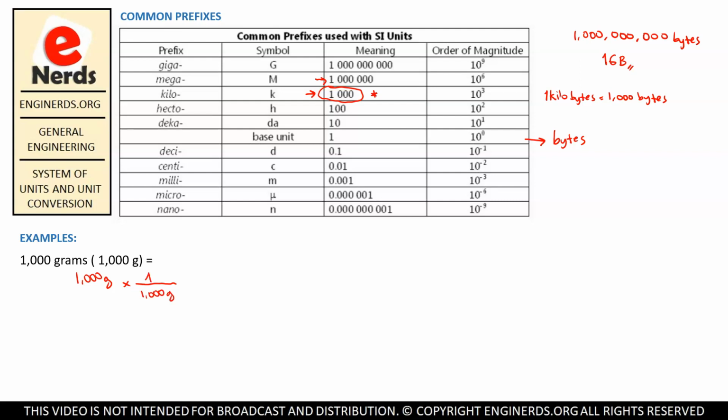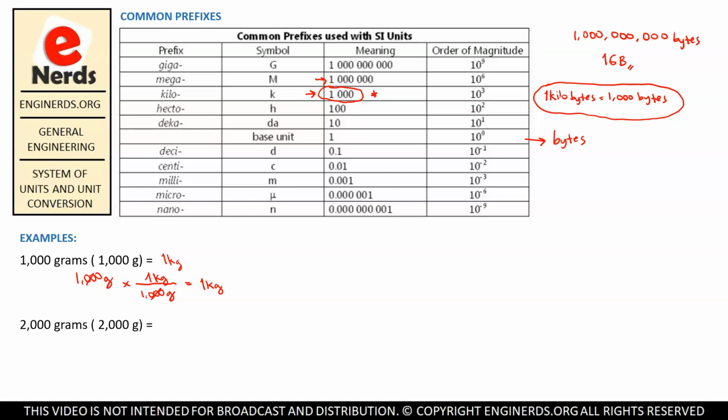for 1 kilogram. Okay? So since we have grams in numerator and grams in denominator, this will be cancelled out. So the unit that will remain is kilogram. So 1,000 grams divided by 1,000 grams is cancelled. So we have here 1 kilogram. So therefore, 1,000 grams is equal to 1 kilogram. So this is the same as what we did here. 1 kilobyte is equal to 1,000 bytes. So 1,000 grams is equal to 1 kilogram.